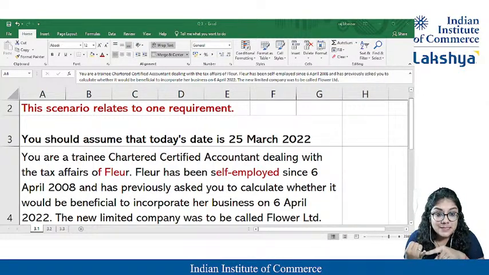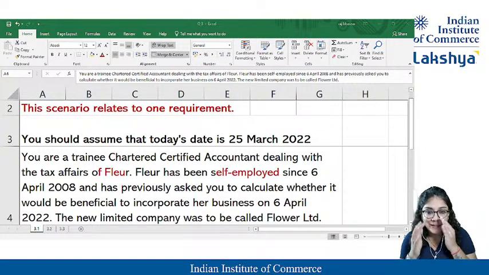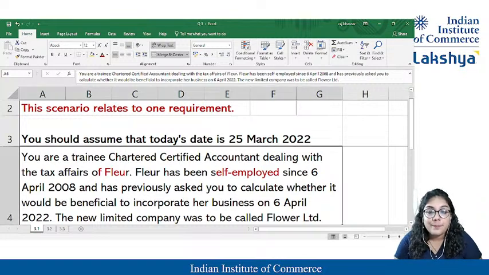Is he into a business? I have to check. Is he the sole proprietor? Is he the sole trader? Accordingly we have to analyze. Fleur has been self-employed for the last 6 years and had previously asked you to calculate whether it is beneficial to incorporate her business.